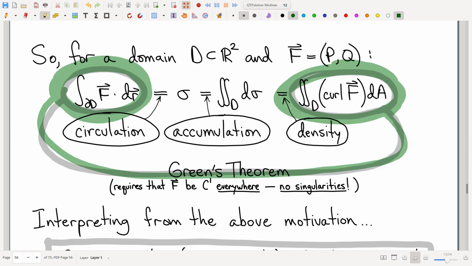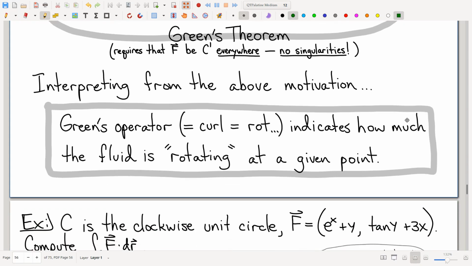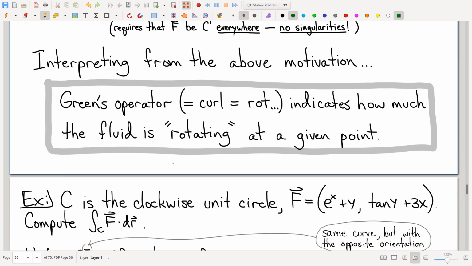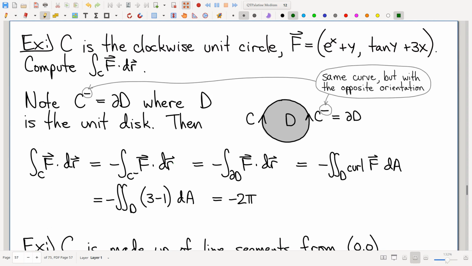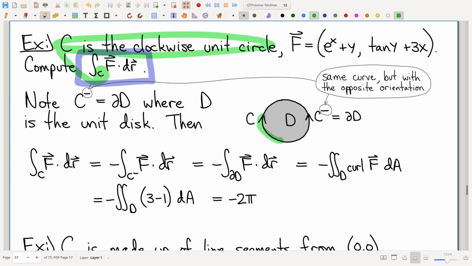Okay. All right. Let's do one. We've already talked through this right here. Example. We are going to compute this vector line integral right here. Got a vector field given. We got a curve given. Notice our curve is the clockwise oriented unit circle, like so.